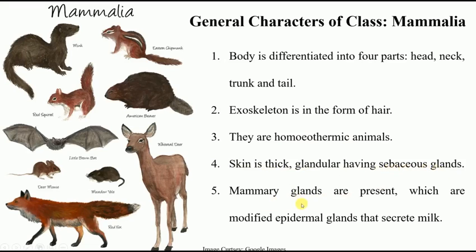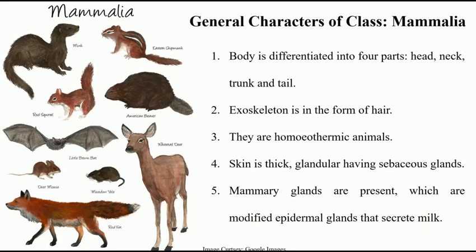Now mammary glands, the most important or most distinctive character of mammals, are always present. They are actually modified epidermal glands concerned with the secretion of milk. The mammary glands are present in both male and female, but in males they are inactive, while in females they are active, particularly from puberty, and are responsible for secretion of milk, which is useful for feeding their young ones.